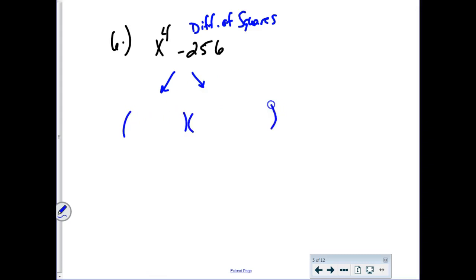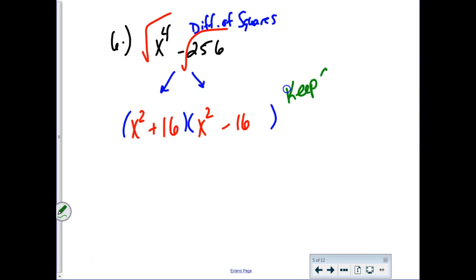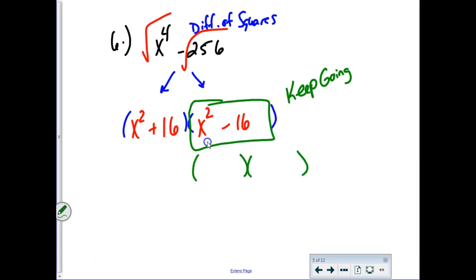So the way the difference of squares works is you take the square root of each term. So that would be x squared and x squared, and then a 16 and a 16, and one's a plus and one's a minus. Now, I'm going to warn you guys, if this was the question on the test, this would be a choice. But why is this not the correct choice? You have to keep going. Yes, there's more. This is another difference of squares. So this factors again into x and x, and then a plus 4 and a minus 4.